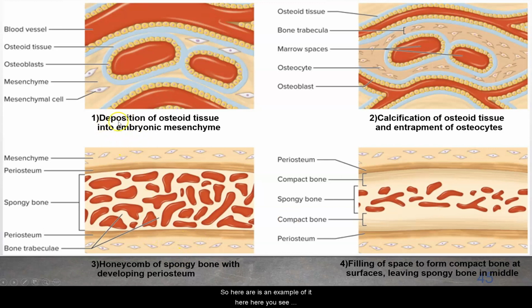Here you see deposition of the osteoid tissue into the mesenchyme. You get calcification of that osseous osteoid tissue and entrapment of the osteocytes. Here we see a honeycomb of spongy bone developing with a developing periosteum and the filling of the space to form this compact bone at the surfaces and leaving the spongy bone in the middle.